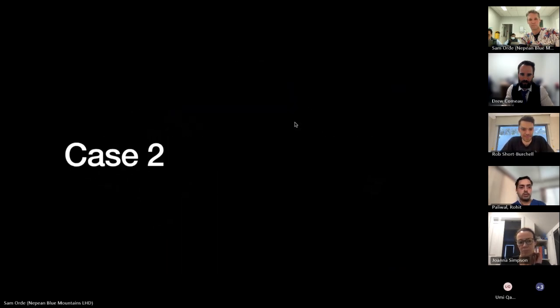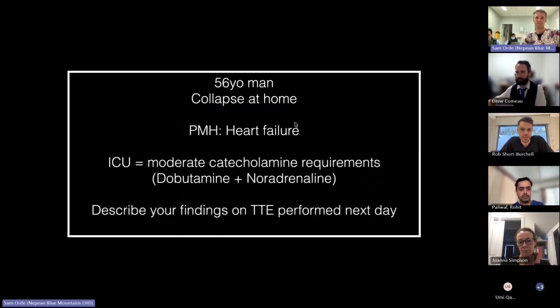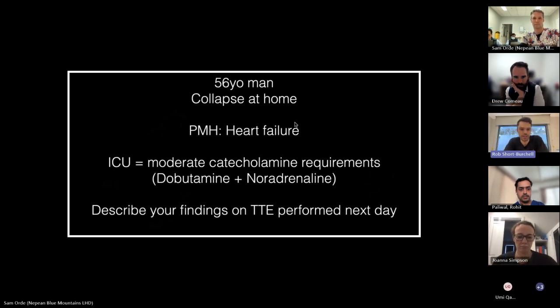Sure. Okay, case 2. So 56-year-old man collapsed at home, past history of heart failure, in ICU on dobutamine and noradrenaline infusion. Describe your findings. Okay.